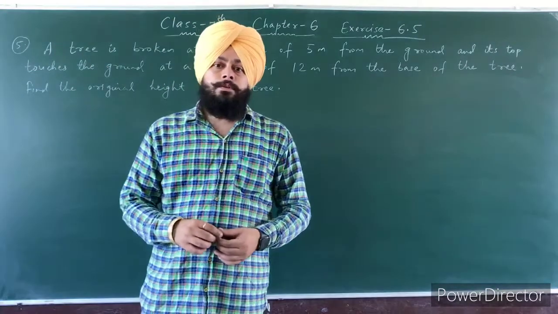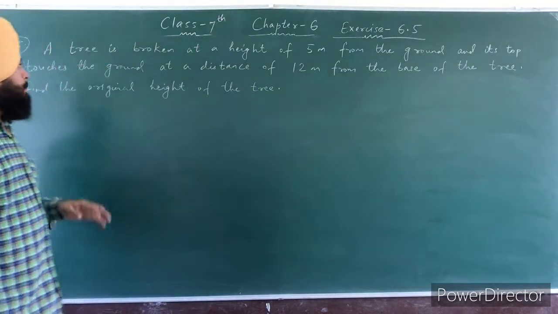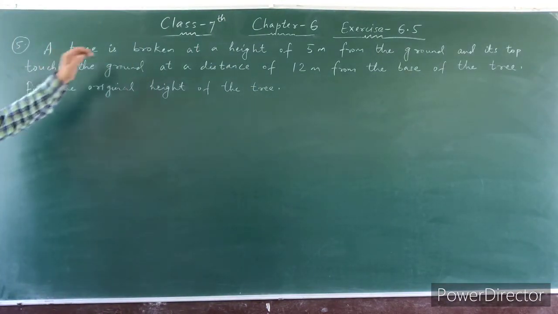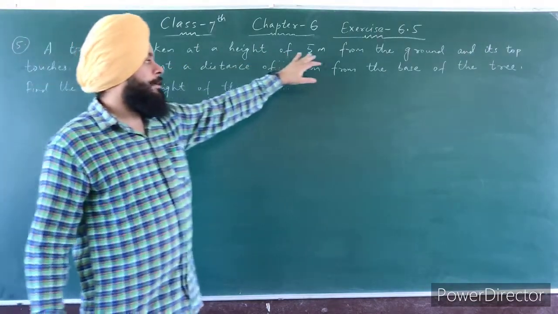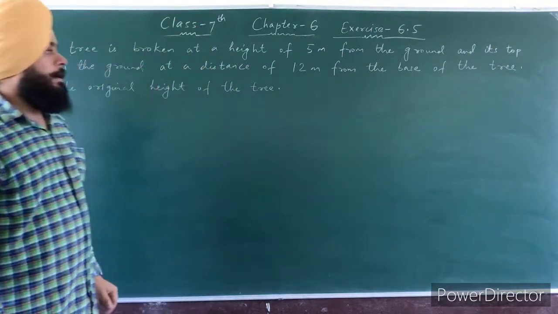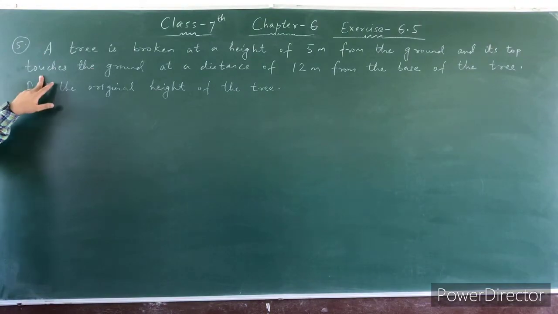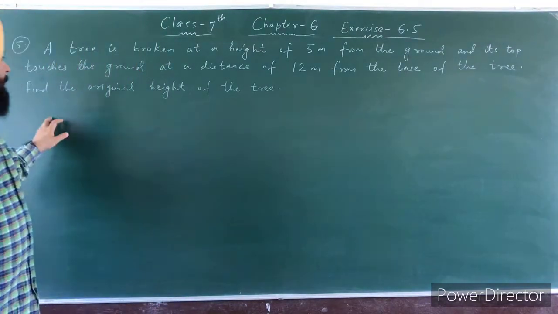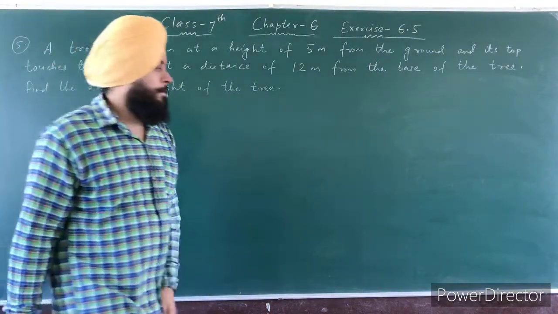Hello students, today we will do our next question, question number 5 of exercise 6.5. The question is: a tree is broken at a height of 5 meters from the ground and its top touches the ground at a distance of 12 meters from the base of the tree. So you have to find the original height of the tree.